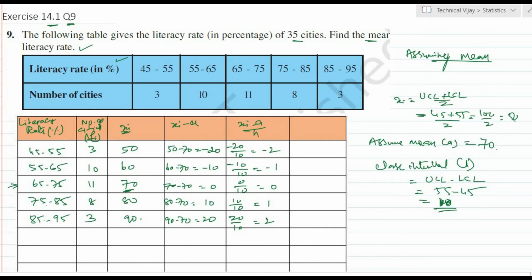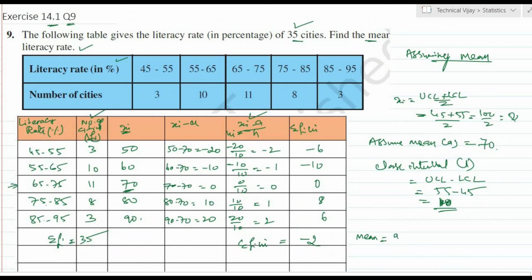Now here this is equal to ui. Okay, sigma fi into ui. This fi into this ui. Minus 2 into 3 equal to minus 6. Minus 1 into 10, minus 10. 0 into anything is 0. 1 into 8 is 8. 2 into 3 is 6. So sigma fi ui here is equal to 8 plus 6, 14. This is minus 16, so minus 2. So sigma fi is equal to 8 plus 3, 11, 22, 32, 35. Here this is 35 because here there are 35 cities.